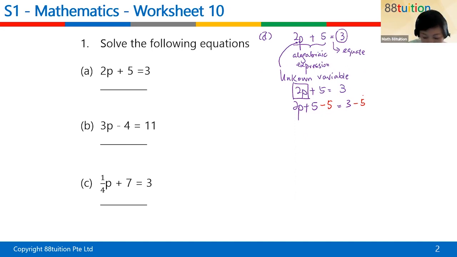Okay, so then what will happen here? I come back here, 5 minus 5 itself will be 0. It turns to 0. So 0, we don't have to write it, no point for that. Now on the other side, I have 3 minus 5. Now 3 cannot minus 5 because 3 is a smaller digit. 3 minus 5 gives you a negative value of minus 2.